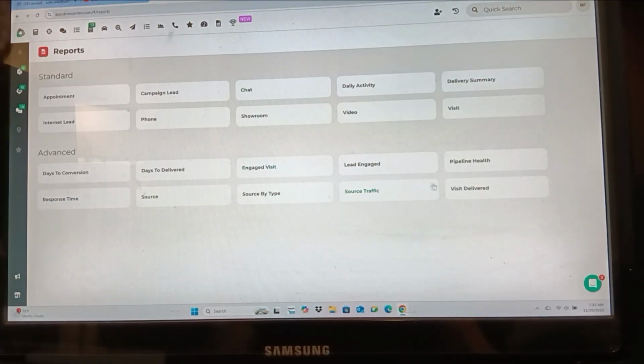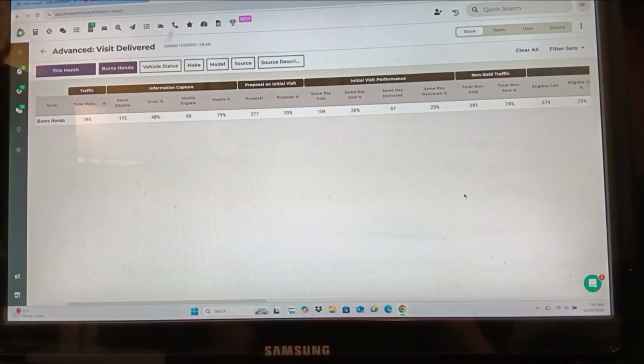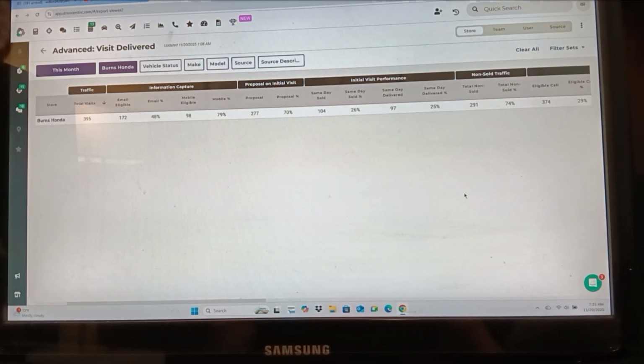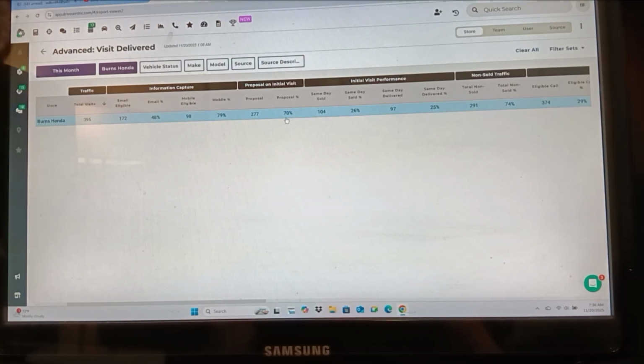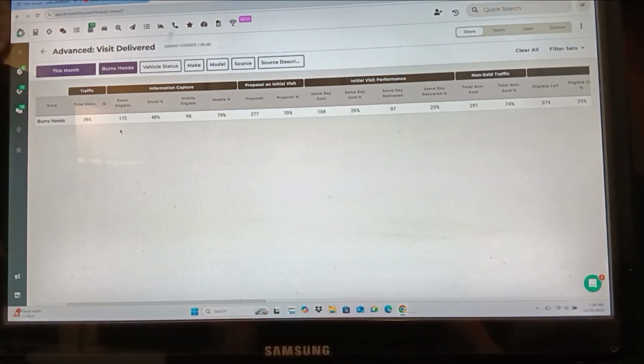So what you want to do is click down here at Visit Delivered, and that's going to bring up the visit delivered report. If you want to see how the store is performing, that's what this does. This breaks it down by the store. And the things we want to pay attention to are total visits, proposal percentage, which means what percent of the total visits had a proposal. And then we want to look at the percentage of same day delivered.